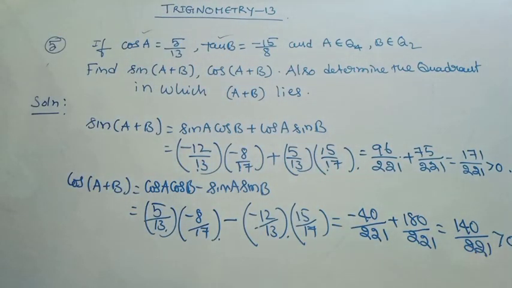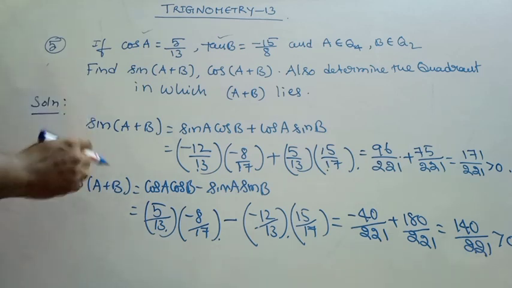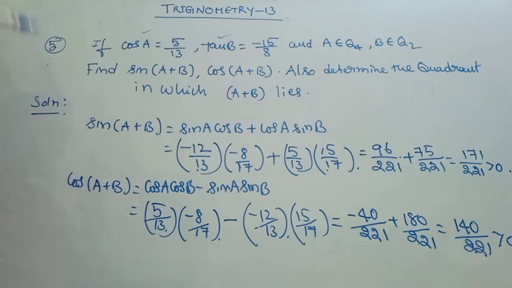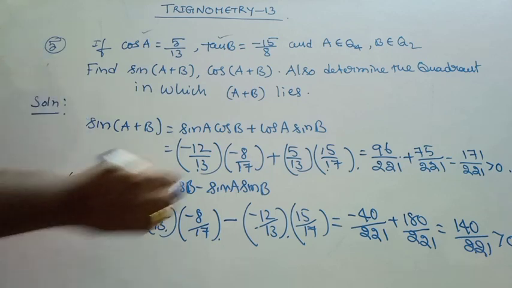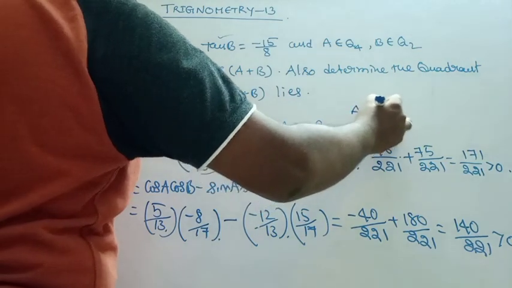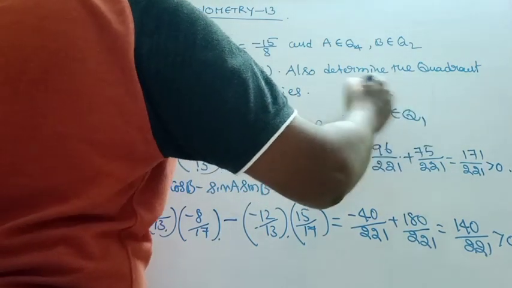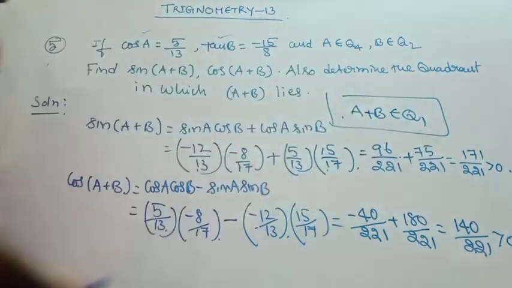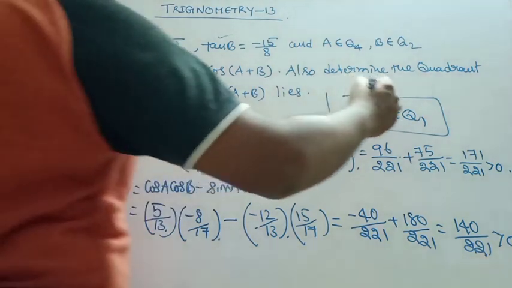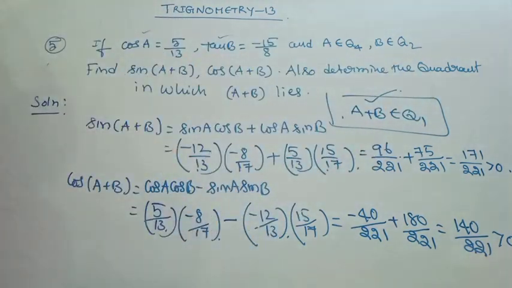Now sin(A+B) is positive and cos(A+B) is positive. That means both are positive. This is possible only when A+B lies in the first quadrant. A+B should lie in quadrant 1, then only this is possible. Very good. This is the way we will do this beautiful problem.